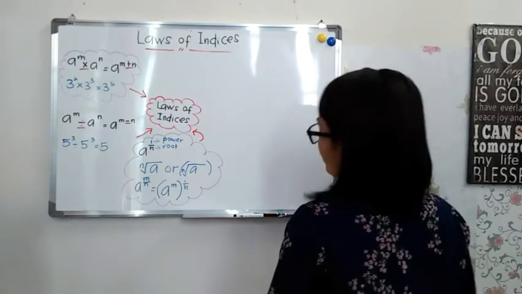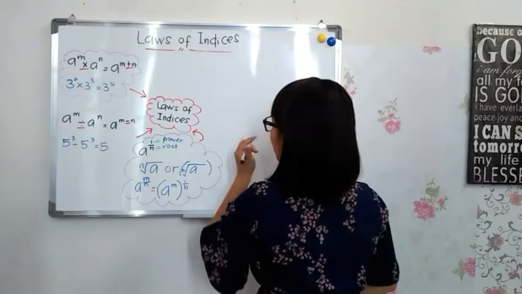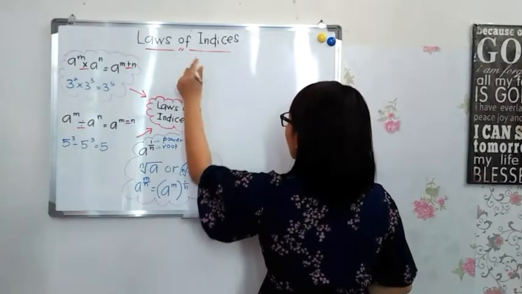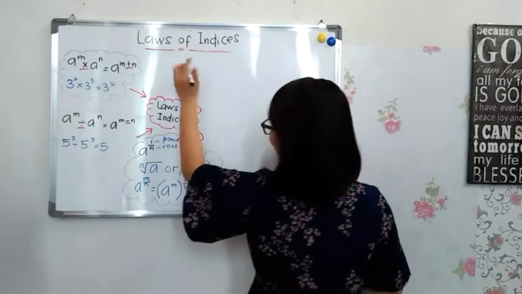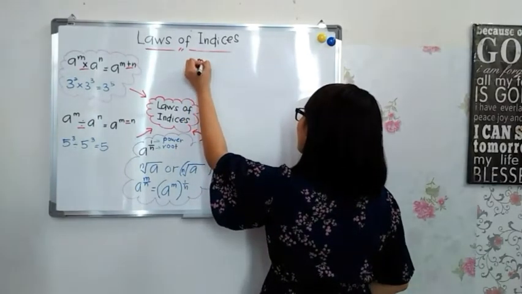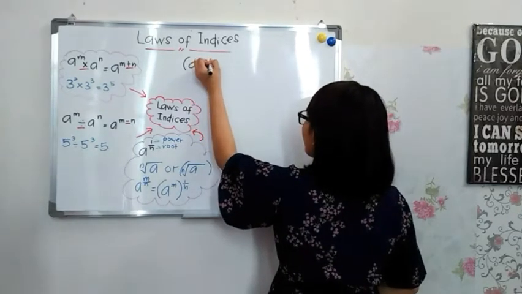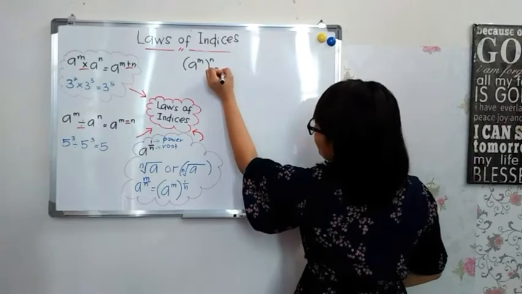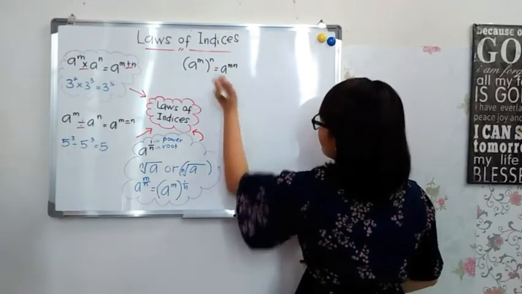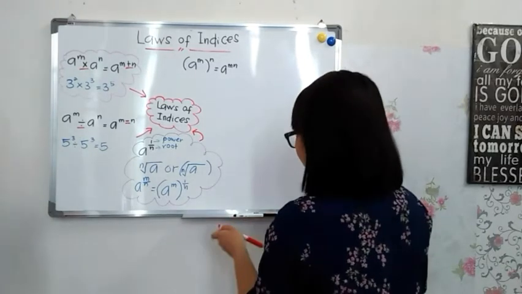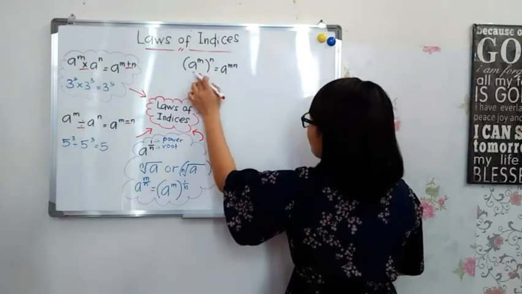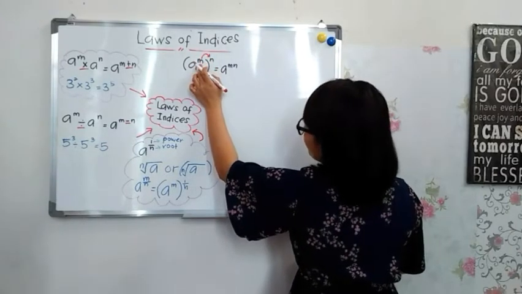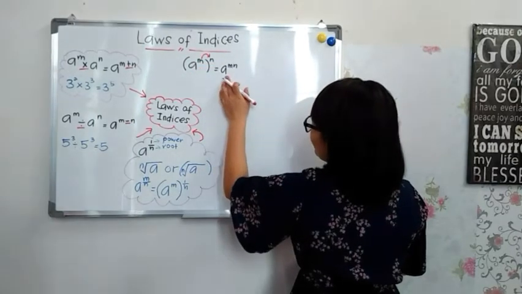What happens when you see a power to a power? Okay, let's say a to the power of m and again to the power of n. If you see this, the answer we get is a to the power of mn. How do we get the answer? The brackets mean multiply. You just bring the m, multiply by n, and then you get the answer mn.